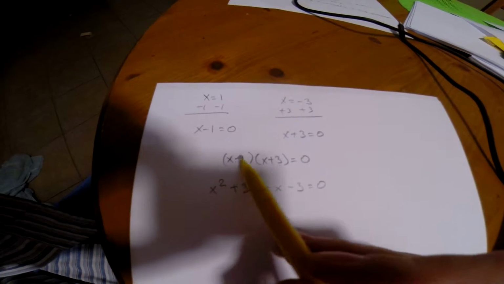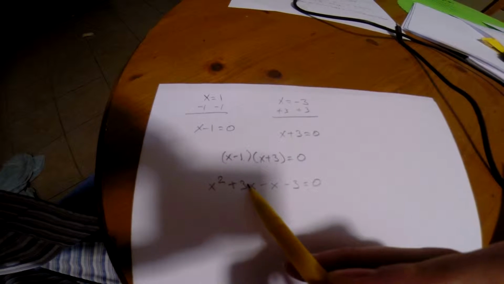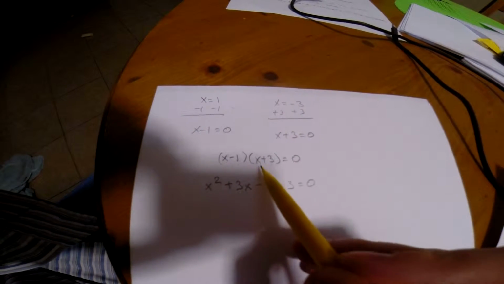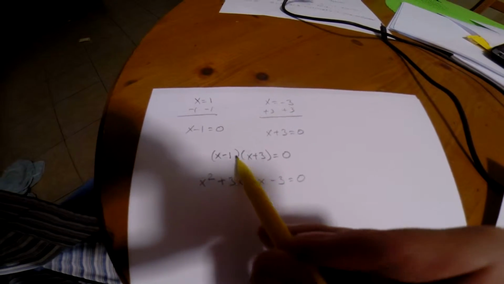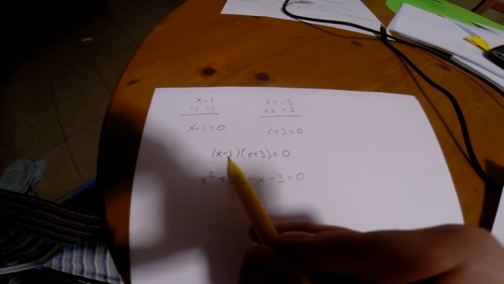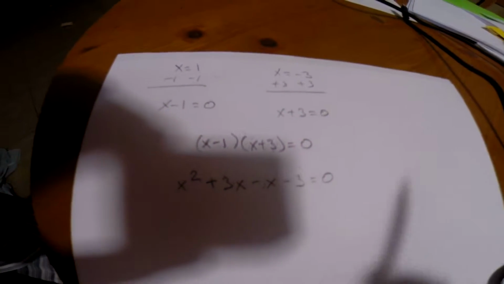So what did I do? I did x times x, x squared. X times 3, 3x. -1 times x, -1x. Note, I take the sign. And -1 times 3 is -3. Again, paying attention to the sign. Okay, so we're here. Can we combine like terms?